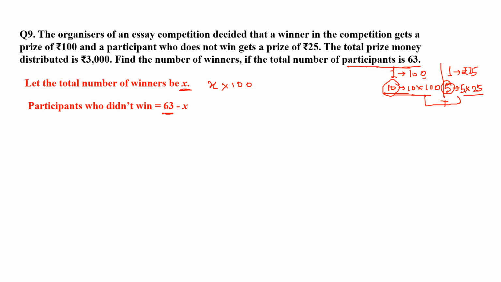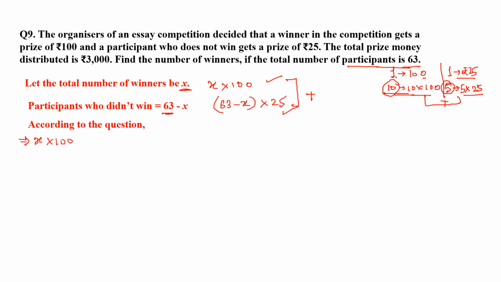Same way, one participant who is not winning is getting 25 rupees. So if 63 minus X participants did not win, then for them they will give 63 minus X into 25 rupees. And their sum is given as 3000. The money which is distributed in both, their sum is 3000. So now we have to solve that. Okay. So according to the question, I can write here X into 100 plus 63 minus X into 25. This is equal to 3000 rupees.